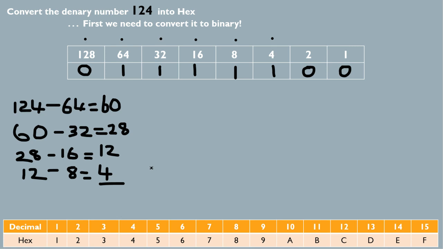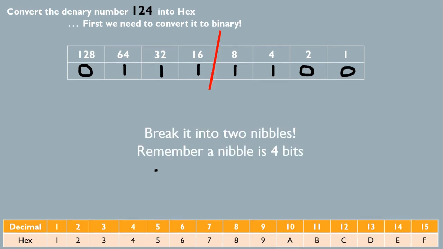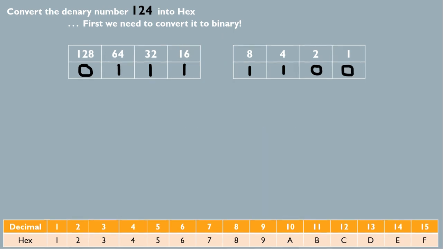Right, so now I have my binary number. I am going to convert it into 2 nibbles because I've got 8 bits, so I split it down the middle. So we're breaking it into 2 nibbles. Okay, so 4 bits equals a nibble. So let's split that up. Here we've got our 2 nibbles. Okay, it's the same binary number. I've just split it in half.